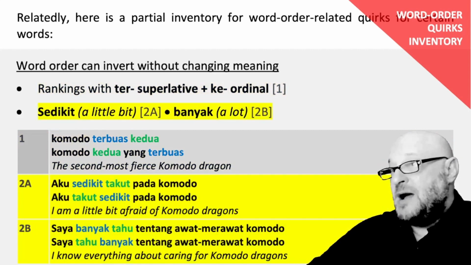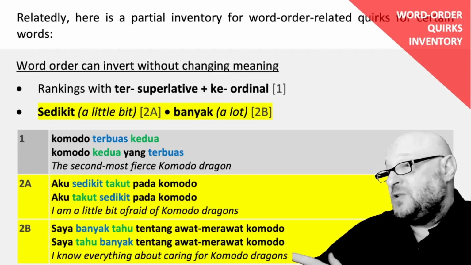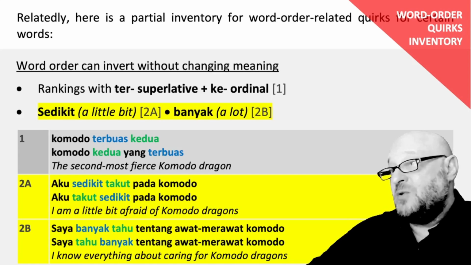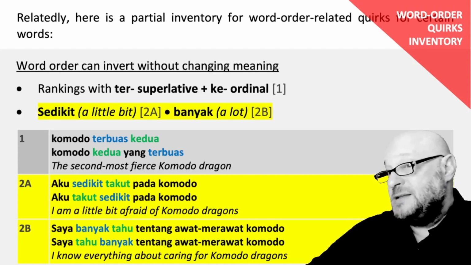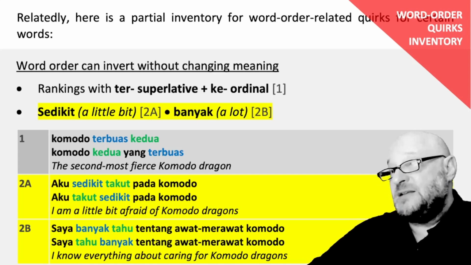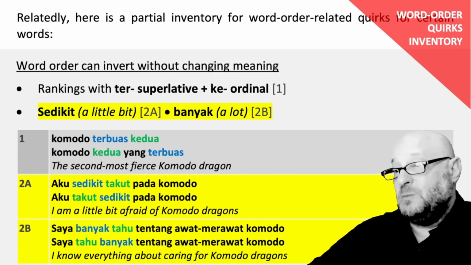Sedikit, a little bit, and banyak, a lot. Example 2a, aku sedikit takut pada Komodo. I'm a little bit afraid of Komodo dragons can be alternatively expressed as aku takut sedikit pada Komodo. And example 2b, saya banyak tahu tentang merawat Komodo. I know a lot about caring for Komodo dragons can be alternatively expressed as saya tahu banyak tentang merawat Komodo.